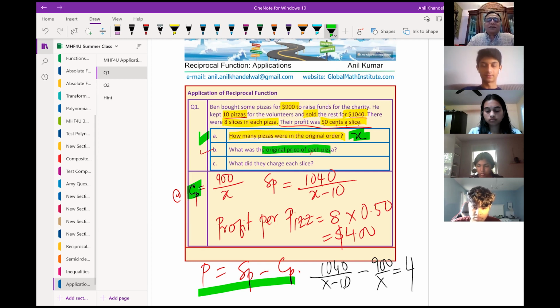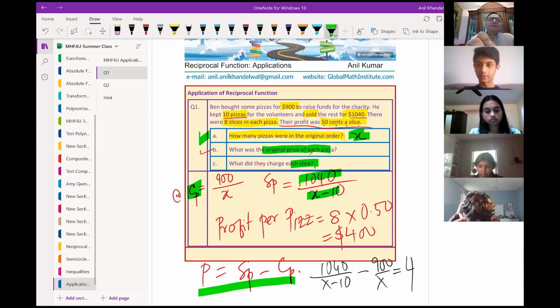Yes. What did they charge per slice? So you can now know what the charges per slice were. You have to find the selling price of each, then divide by 8 per slice. Correct? Because this is the selling price of 8 slices, right? You divide by 8 to get per slice.